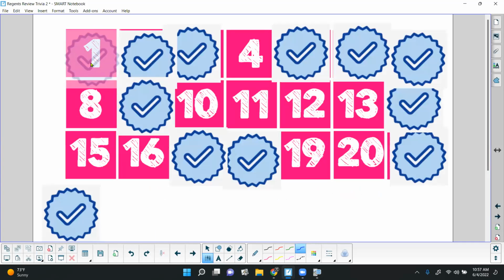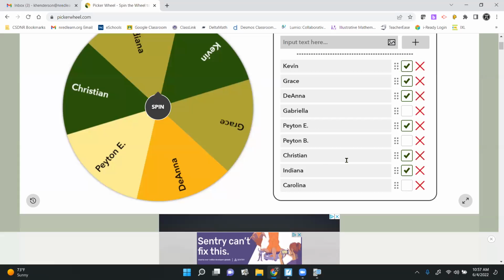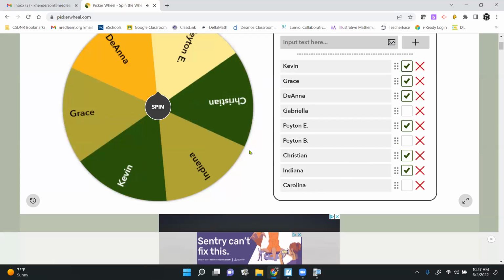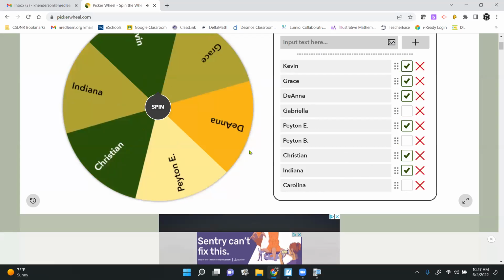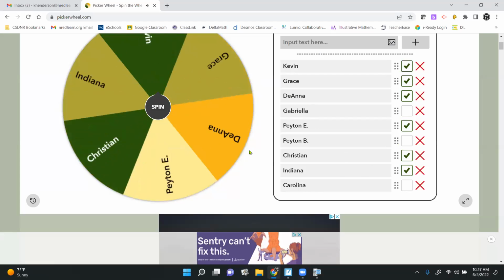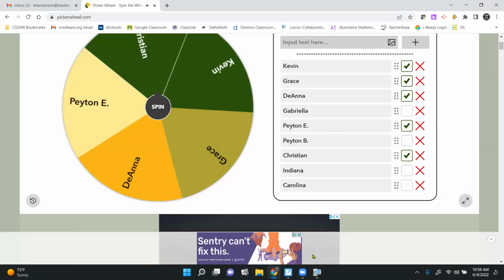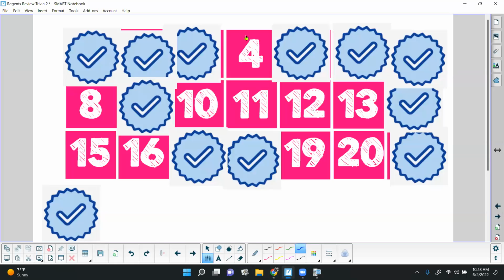All right, thank you for picking number 1. I did adjust the order of the names in my wheel picker. So those of you that are left, hopefully you'll be picked in a different order. Oh, Indiana, you're up. I feel like that happened last time, but that's okay. I won't say anything. She's picking lucky number 8.